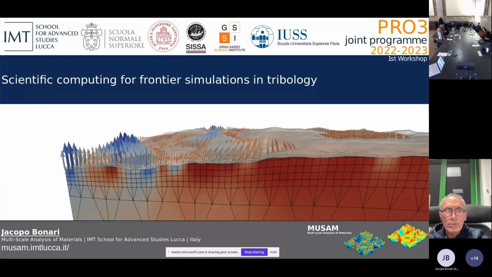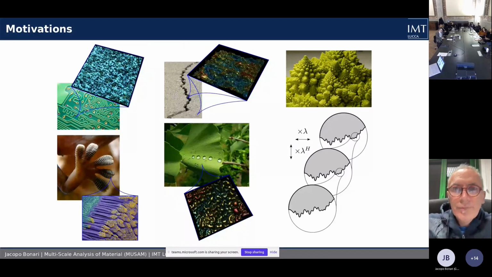I'm going to present a work related to the development of a simplified approach for the solution of contact problems involving rough surfaces. The motivation behind this study is that most natural and artificial surfaces are characterized by fractal properties that go down to the microscale of the surfaces themselves.